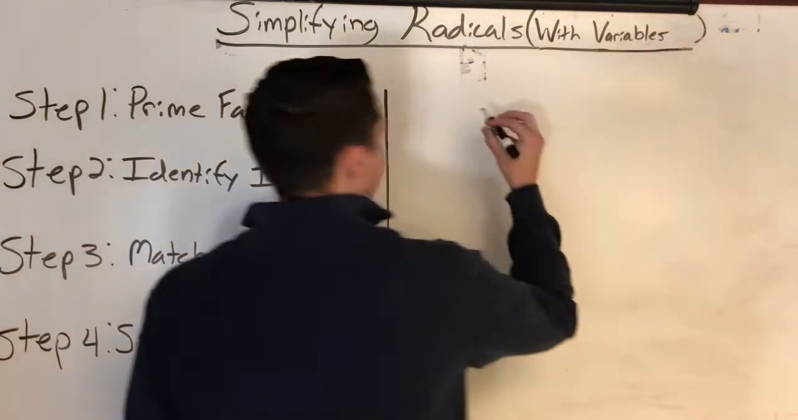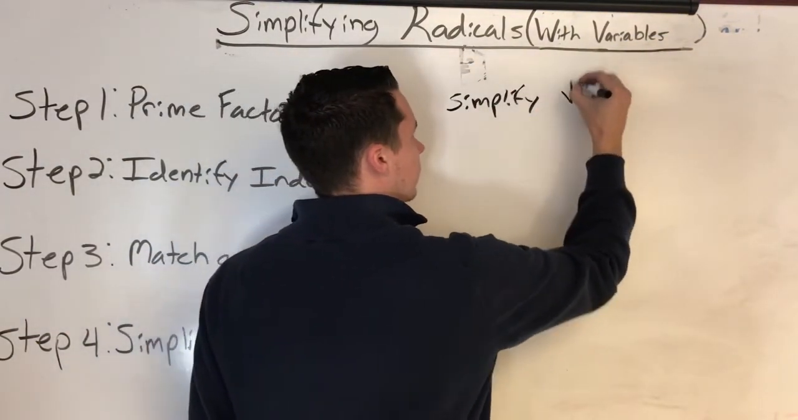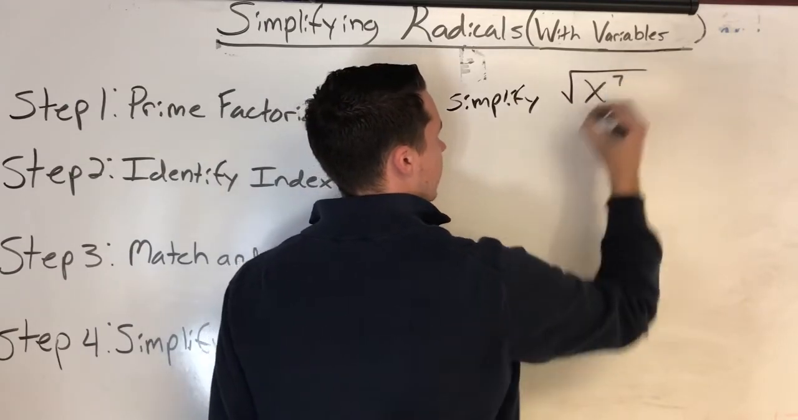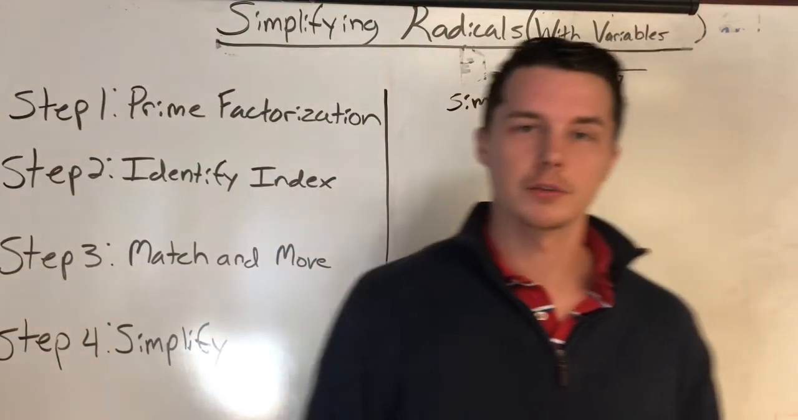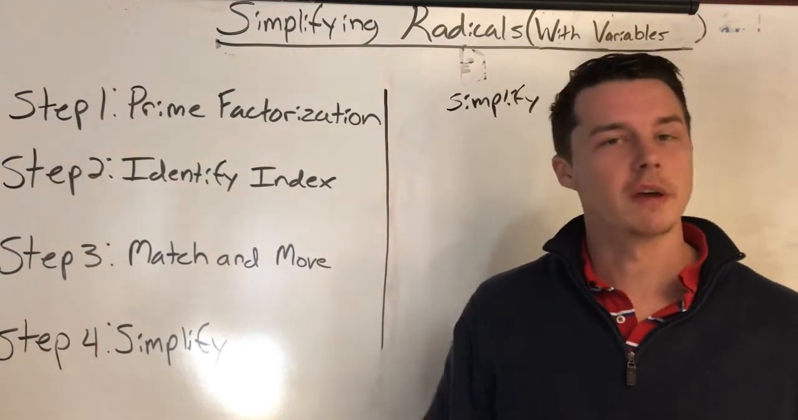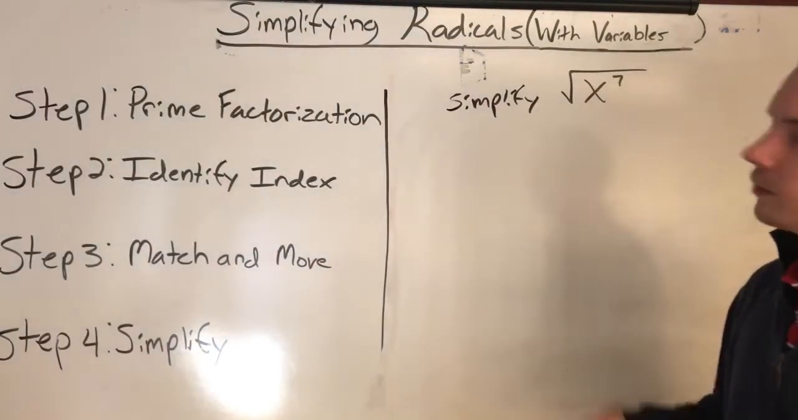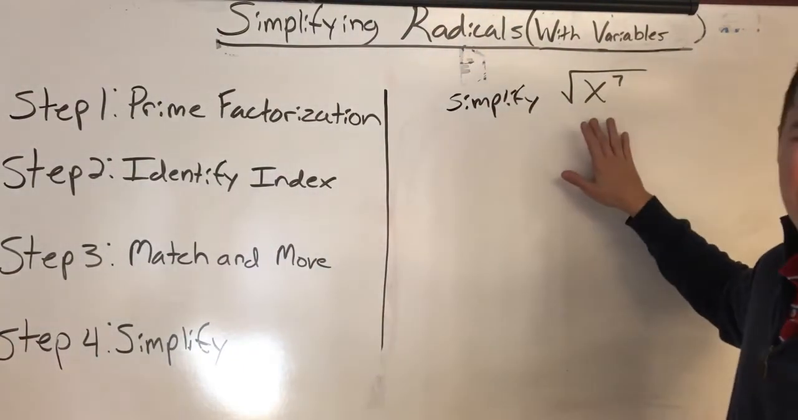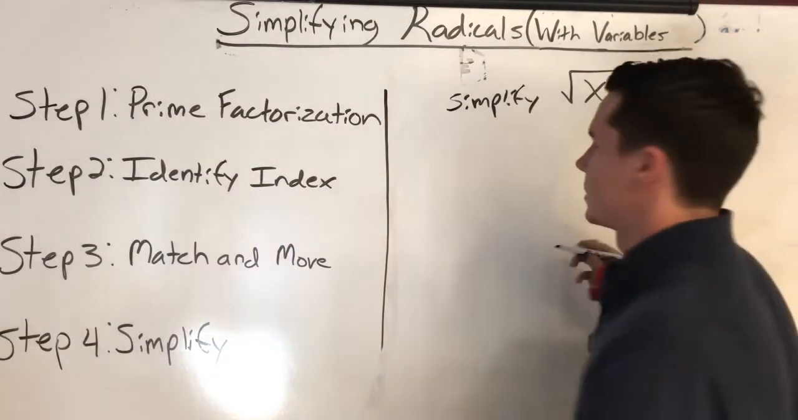So, you're going to have something like simplify square root of x to the 7th. Now, there are multiple ways to solve that, but just keeping with simplifying radicals, we're going to follow the same pattern of steps we've used in previous videos. Well, the first step says prime factorization. There really aren't prime numbers when we're talking letters, so we're just going to break up the factors that make x to the 7th.